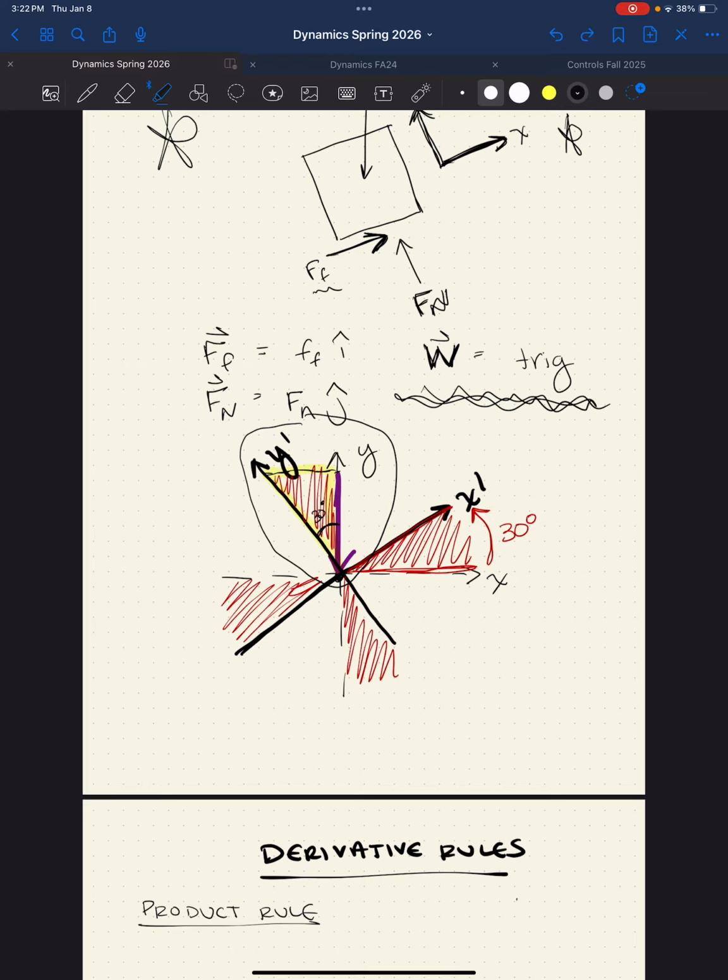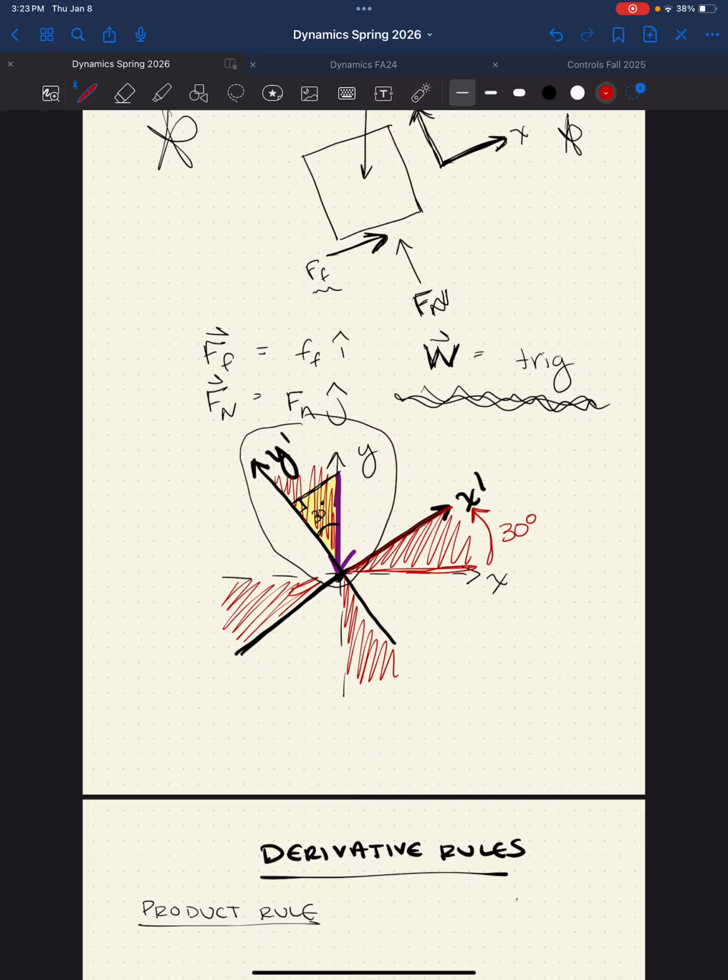Whoops. This is the right triangle. Nope, that's not right. Sorry. I drew the horizontal part wrong. For the right triangle, I need this portion to be parallel with my X primed. And so this is the right triangle that I'm going to use for my trig. Right here. Okay.